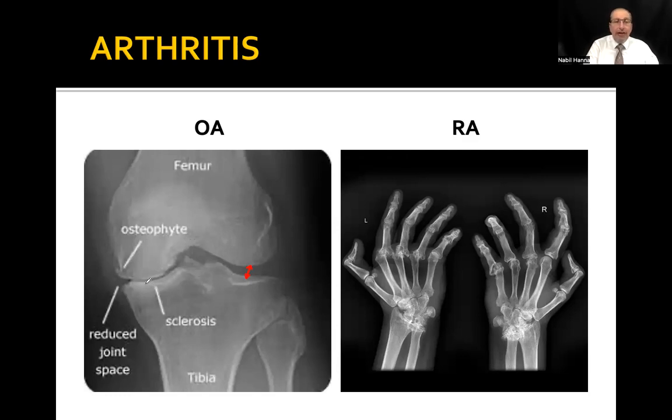That's one thing. And you get sclerosis of the articulating bones because of the excessive friction between them. And you get new bone formation, again induced by the friction, called osteophytes. All these are findings of osteoarthritis in an X-ray.